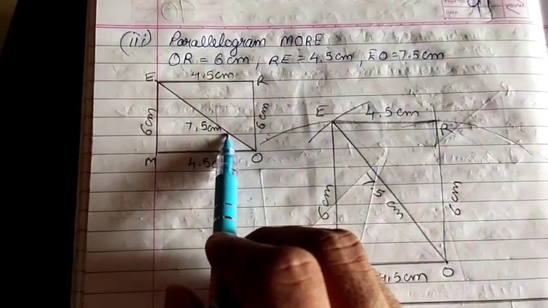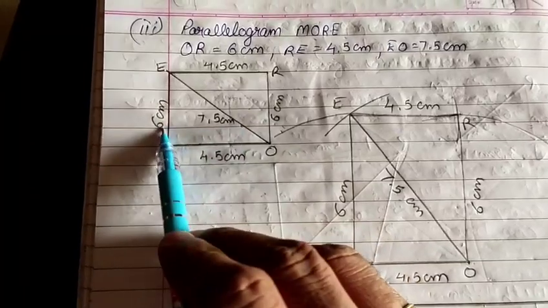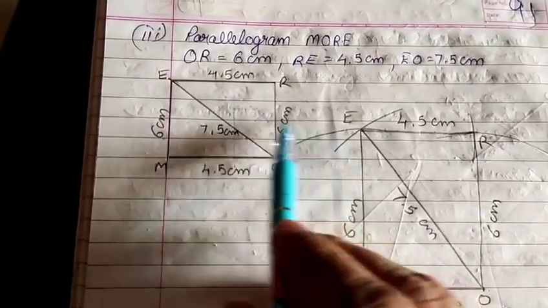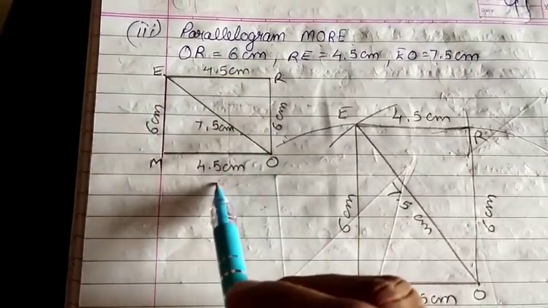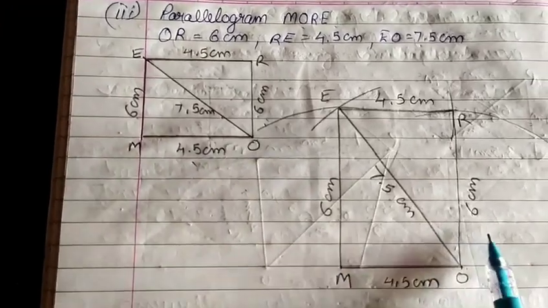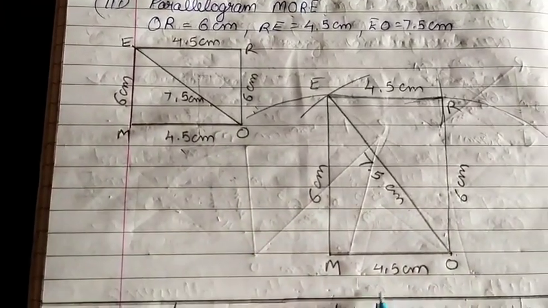Now we know that in a parallelogram opposite sides are equal. Here, no doubt it is not given, but you have to conclude that it is 6 centimeter because opposite sides are equal in a parallelogram. No doubt MO length is not given, so you have to consider it is also 4.5 centimeter. Now let us start. Draw this base first in this way.